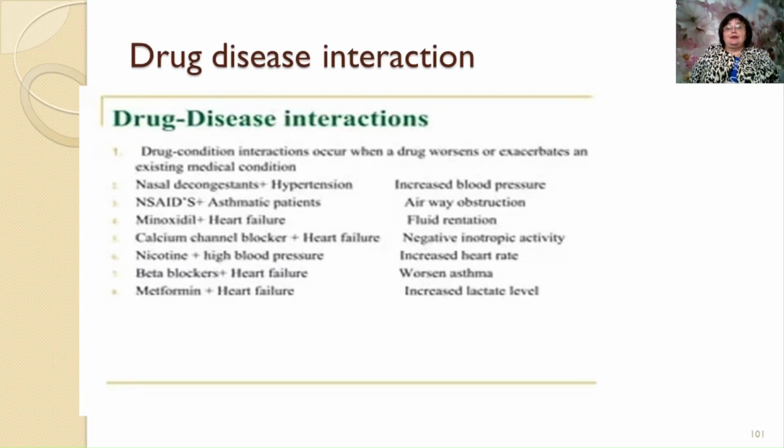Drug-disease interaction. A drug-condition interaction occurs when a drug worsens or exacerbates an existing medical condition. For example, it can be nasal decongestants in hypertension, nonsteroidal anti-inflammatory drugs in asthmatic patients, minoxidil in heart failure, calcium channel blockers in heart failure, nicotine in high blood pressure, beta blockers in heart failure, metformin in heart failure. What you see as an example, for example, nasal decongestants plus hypertension, it increases blood pressure.